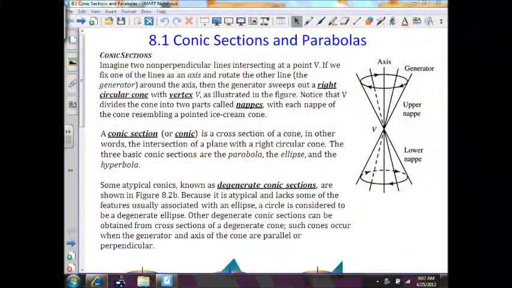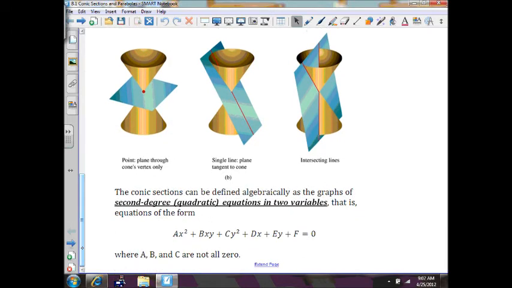In this chapter, we're going to talk about conic sections and parabolas. There's a whole bunch to read in section 8.1, Conic Sections and Parabolas. As you can see, the first 3 pages deal with all the reading and talking about all the different types of conic sections that we have. A couple of things we need to talk about, though, after you read about the conic sections.